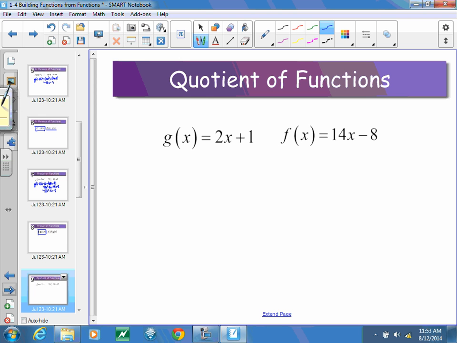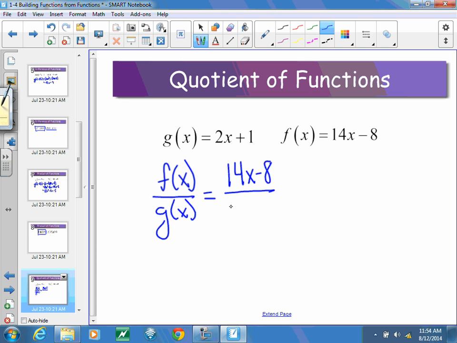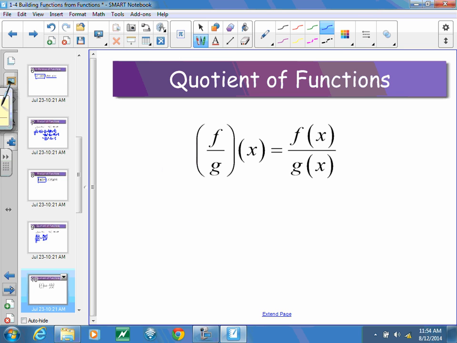And then we have the quotient of functions, which you can probably guess what's going to happen here is we're going to divide. Now you could take g of x divided by f of x. Because of the next slide that I have here, I'm going to take f of x divided by g of x. And so I'm going to take 14x minus 8 divided by 2x plus 1. This function here cannot be simplified any further, so we're just going to leave it as is. And there it is. Here's our quotient, taking f of x divided by g of x. Here's a different way that you might see it written out.